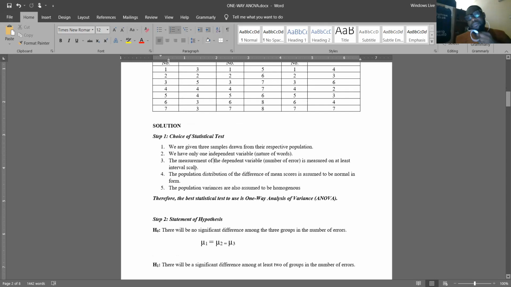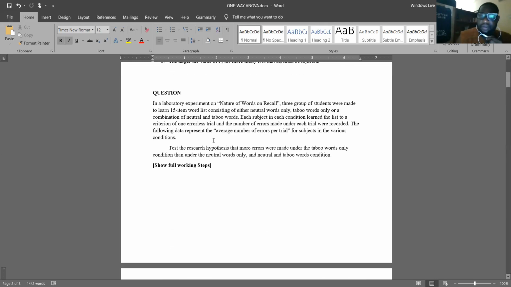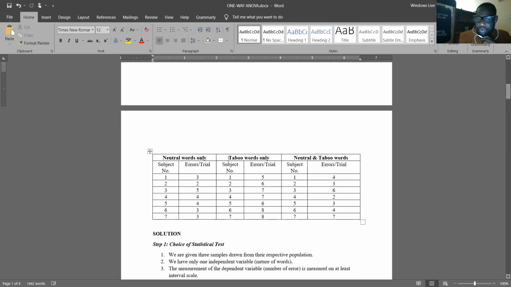Then the next step is statement of hypothesis. Like what we did for the previous test, we are supposed to state the null hypothesis and the alternative hypothesis. And as I've been saying, always you will get your alternative hypothesis from the question. So you can see that within the question, they provided an alternative hypothesis. They were comparing the 3 groups. They said taboo words only. That means this group will commit more errors than neutral words only.